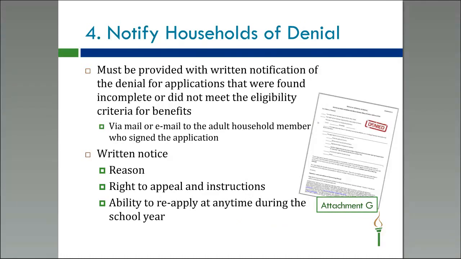If the application is denied, you cannot notify them verbally. You have to do it in writing. You can do it either by mail or email. So this notice must include the reason they were denied. It must let them know they have the right to appeal, and let them know they have the ability to reapply at any time during the school year. And again, you can use the form letter in the free and reduced price handbook.